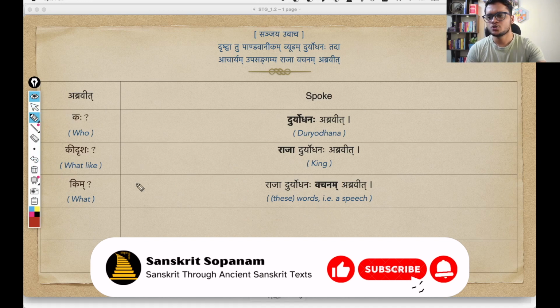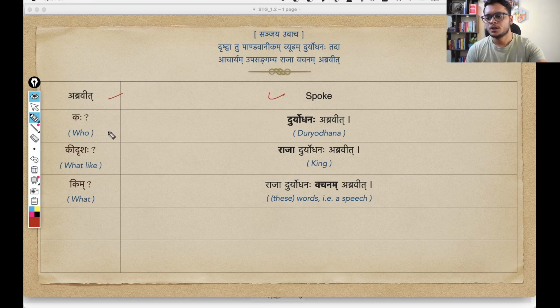Up till now we have Abravit, that is, someone spoke. The question was Kaha, who spoke? And the answer was Duryodhana Abravit. Immediately we asked what like, what was Duryodhana like? And the answer we get is Raja Duryodhana Abravit, that Duryodhana spoke like a king. Or you can also interpret it as King Duryodhana spoke. Anyhow you can interpret it. Then the immediate question is Kim, what did he speak? And the answer came Raja Duryodhana Vachanam Abravit, that King Duryodhana spoke these words, some speech.